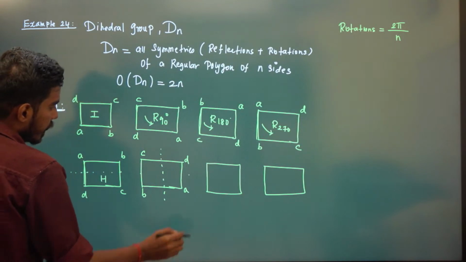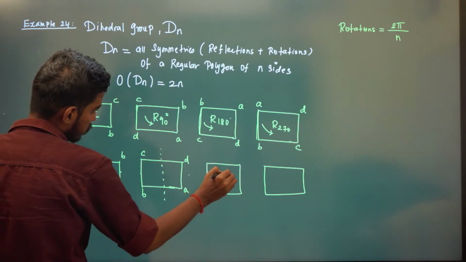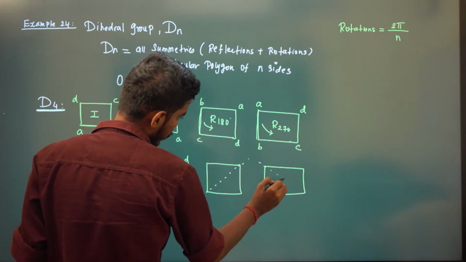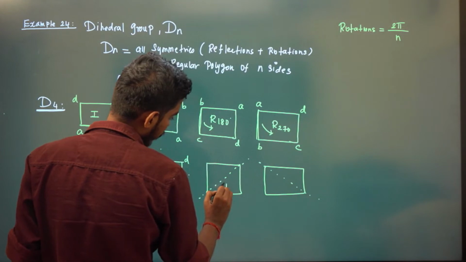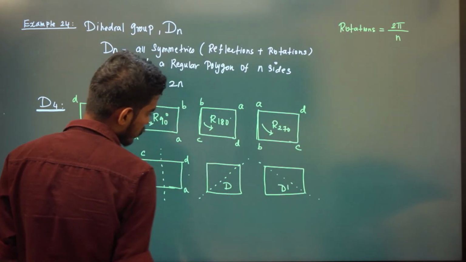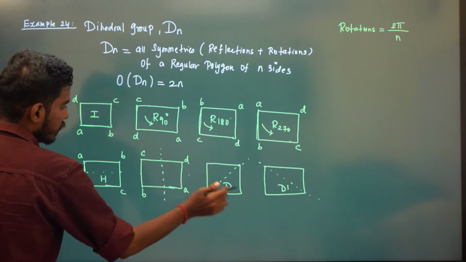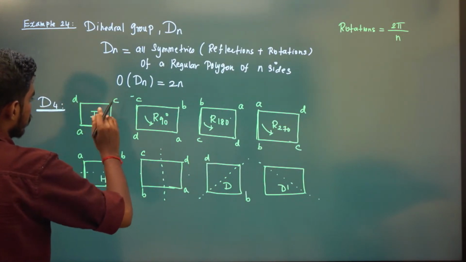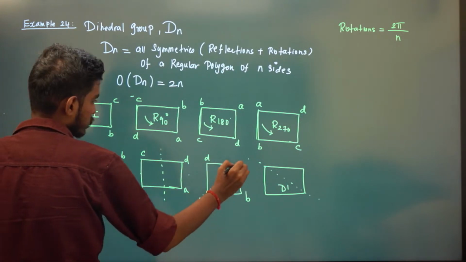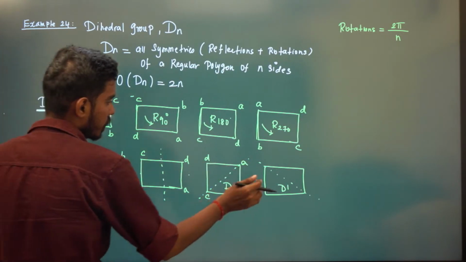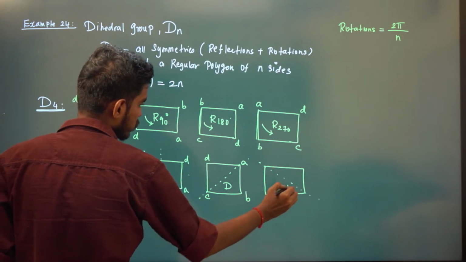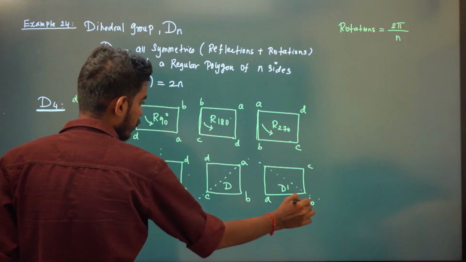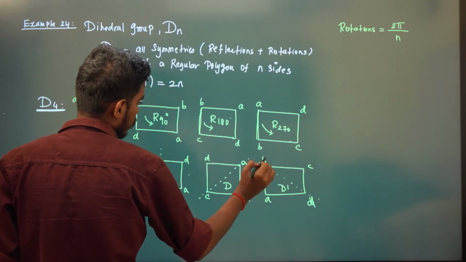Now diagonal reflection, right? So this diagonal and this diagonal. This is D, this is D dash. Let us fix this, BD. Let us rotate this, so we have CA. And let us fix these two. Rotate this. Yeah, EB. Is it clear?